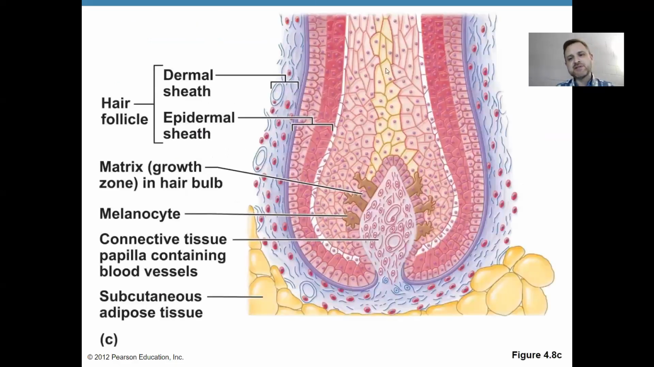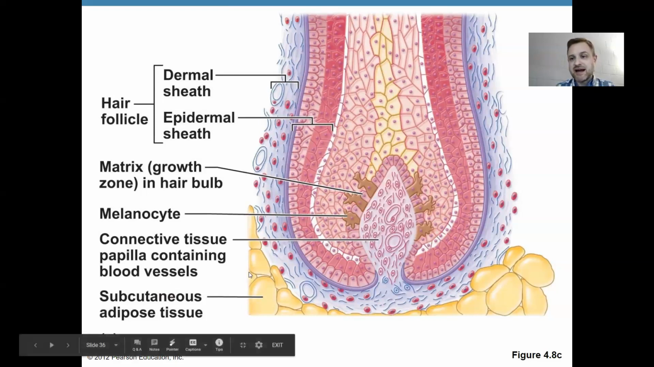So here I have a cross section of a hair follicle. Here you can see this is the dermis, this is the epidermis, and basically you see where the hair is growing in what's called the matrix. That's where the hair is actively growing and the cells get pushed upward. Here you have melanocytes that help give the hair its color. Underneath is going to be that subcutaneous hypodermis, that fatty sort of bordering layer underneath your skin.